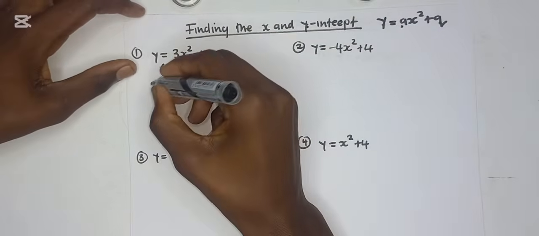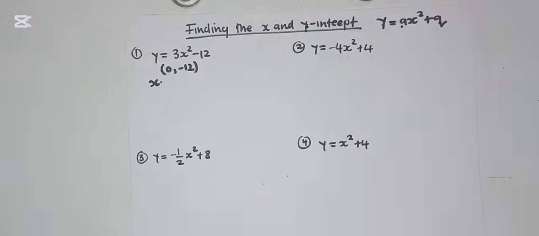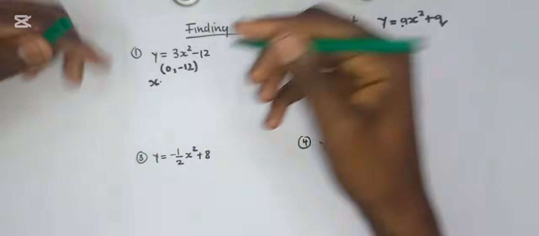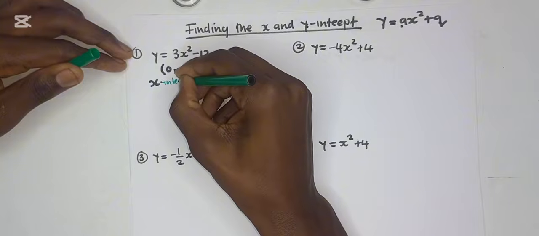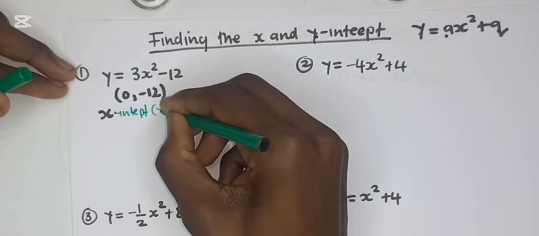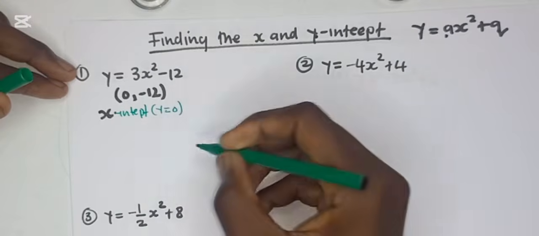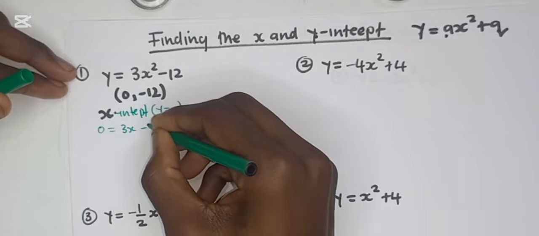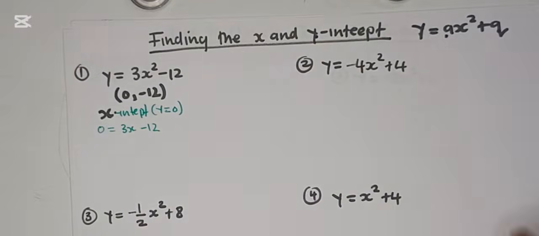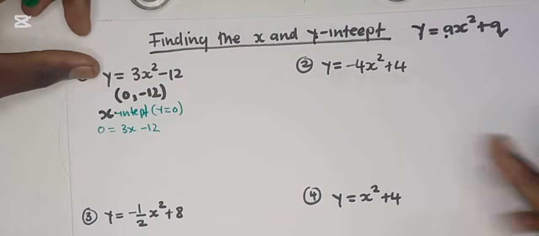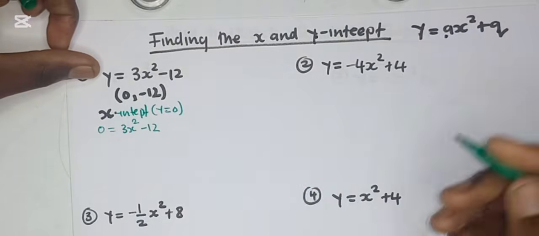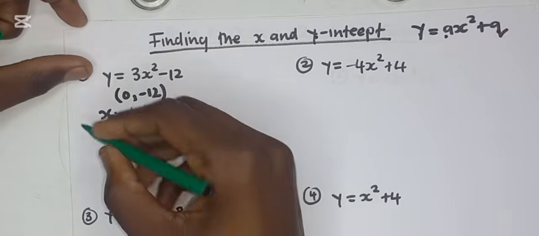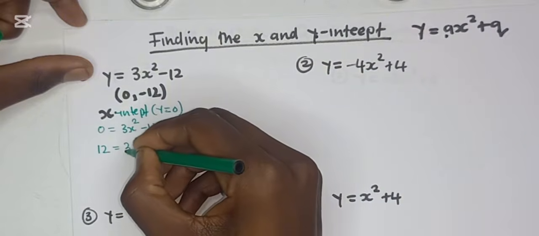So, finding the x-intercept, let me just change this one because it's too big. To find the x-intercept, we always have to let y be equal to 0. So whenever there is y in our equation, we put 0: 0 = 3x² - 12. What do we do here? This is 3x². We want to solve for x, so we take the 12 to the other side. It's going to be 12 = 3x².